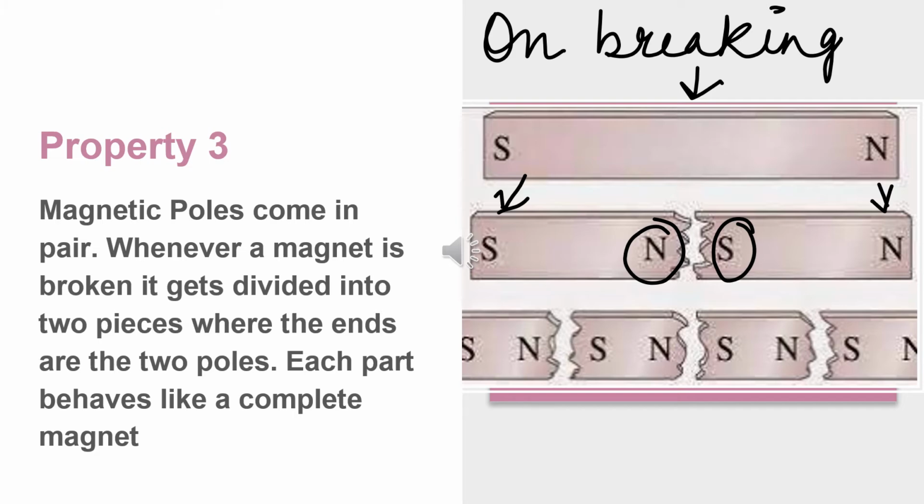Look at the first stick: you broke it into two pieces, and both pieces automatically got their north and south. Then you broke them into pieces again, they became four, and each of them has north and south. So you are never going to separate out these corners. These poles cannot be separated out. Each part will behave like a complete magnet.